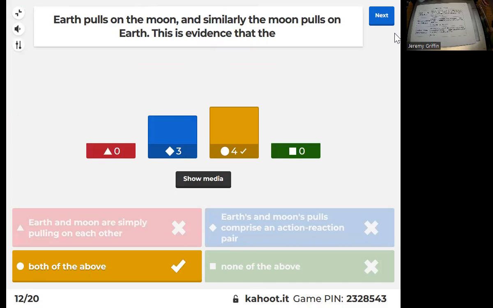Earth pulls on the Moon, and the Moon pulls on the Earth. Yeah, those are both true statements. So Earth and Moon are pulling on each other. That's an action-reaction pair. Which force is greater, though? Earth pulling on the Moon or the Moon pulling on Earth? They're equal. Equal and opposite.